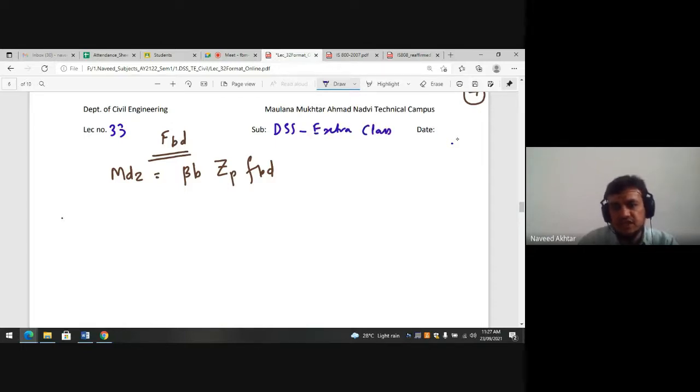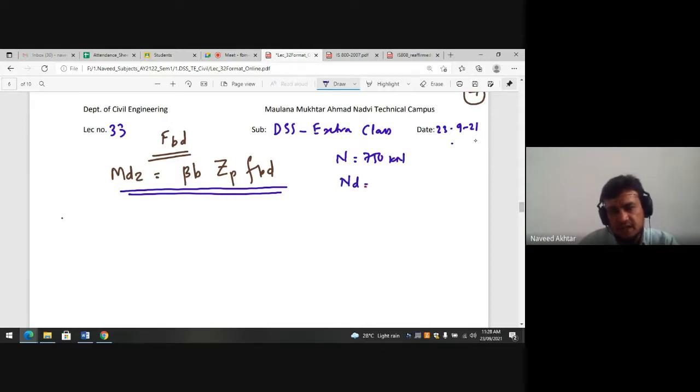Okay, so this MDZ we have to find, because we know the N, 750 kilonewton, we know the ND, that is 2525 kilonewton, we know the MZ you have calculated, that is 202.5 kilonewton meter. Now we have to find out MDZ. This we don't know. So for this we have calculated FCRB. Now we have to calculate FBD. This we have to calculate.